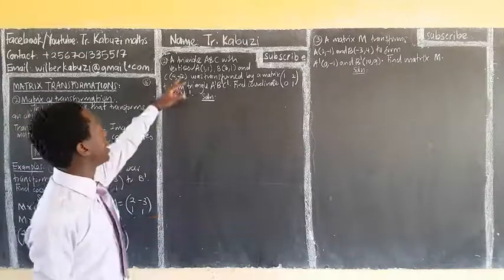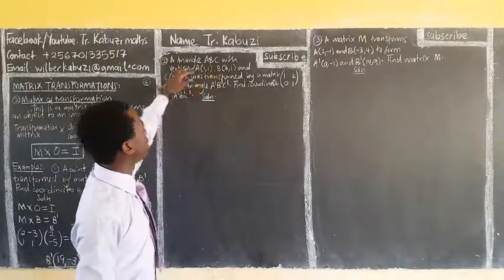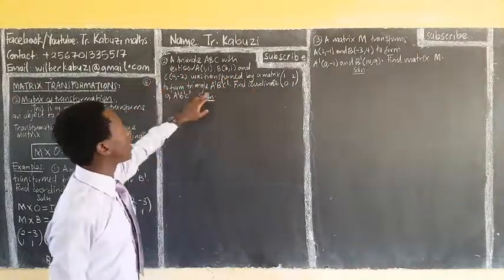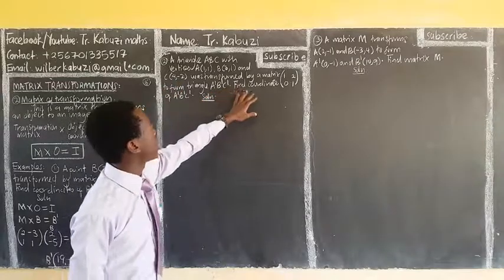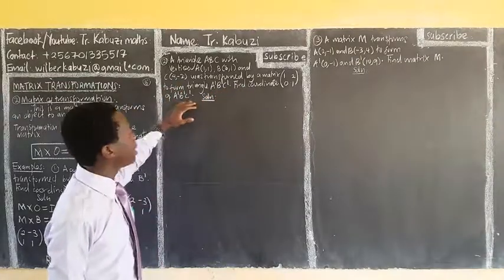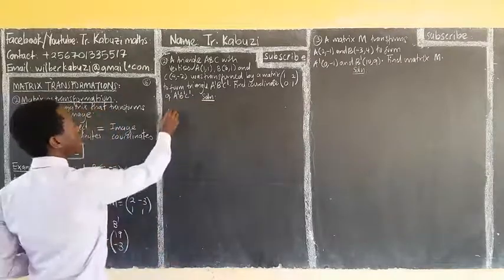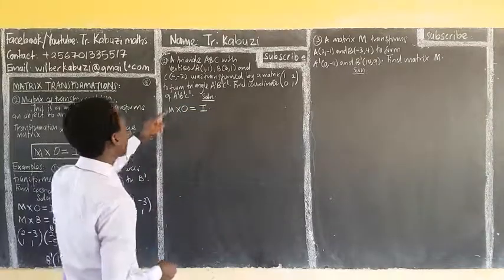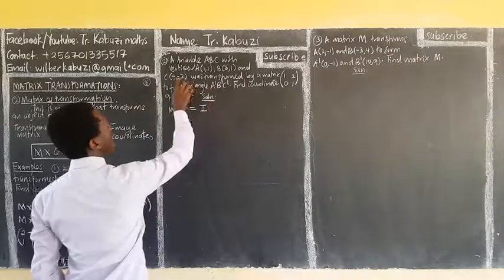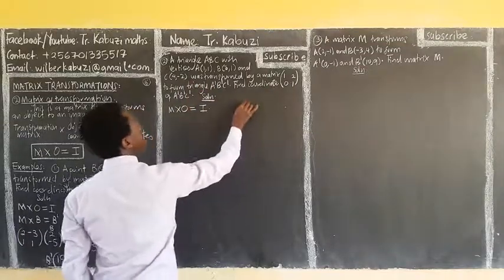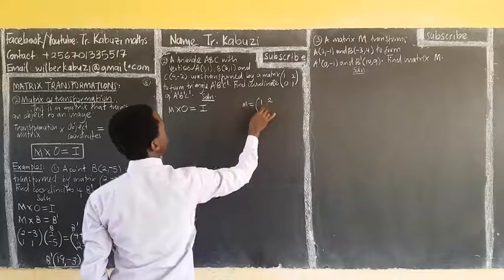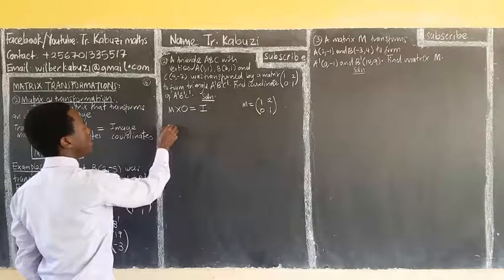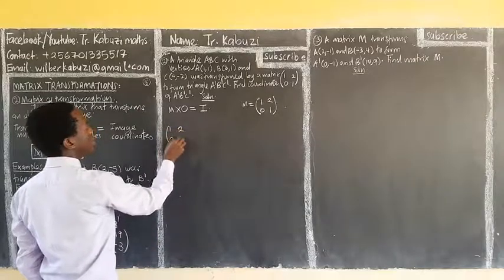Let us go through now this. A triangle ABC with vertices A, B, and C was transformed by this matrix to form a triangle A prime, B prime, C prime. Find the coordinates of A prime, B prime, and C prime. So meaning this is the image. All we know is the matrix of transformation times the object is equal to the image. Now, I have my matrix here. My matrix M is 1, 2, 0, 1. So if I put it here, my matrix is going to be [1, 2; 0, 1].